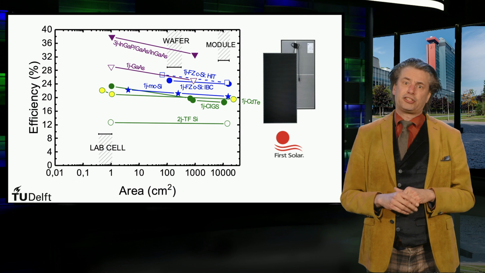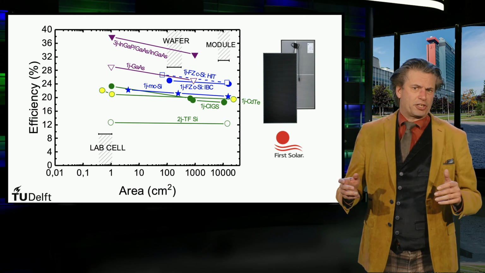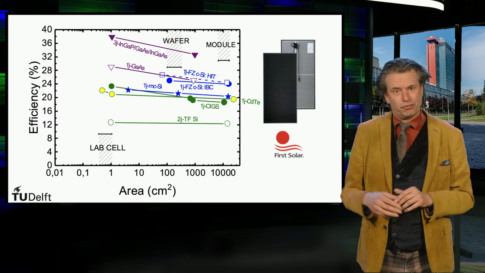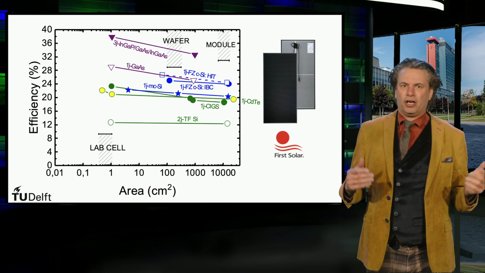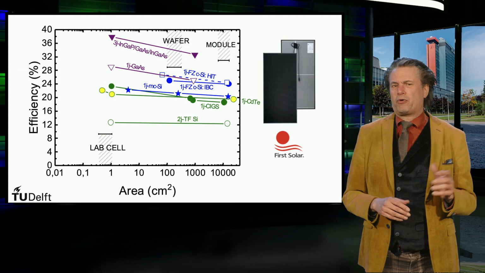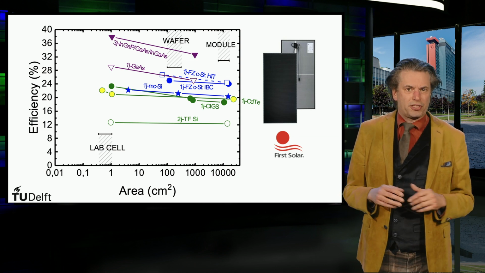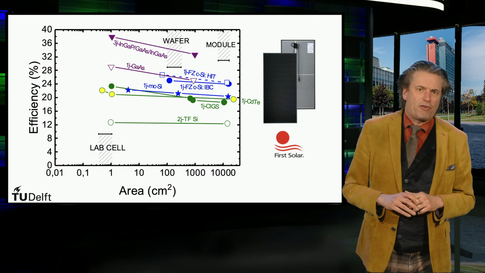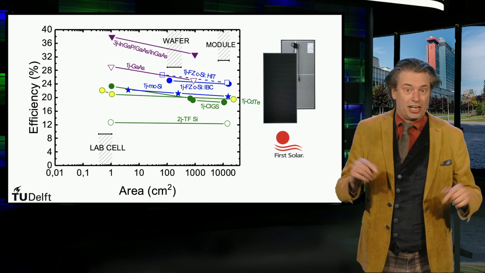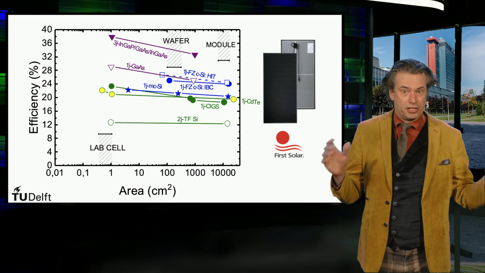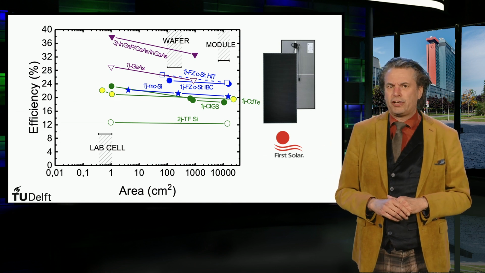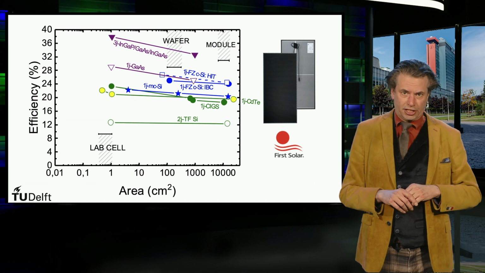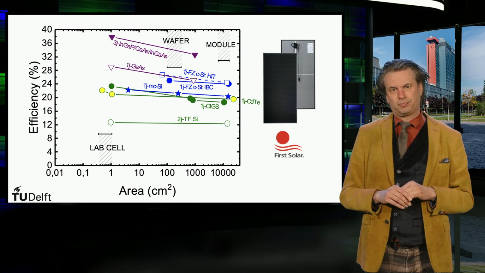The record efficiency of lab cells and modules based on cadmium telluride are all achieved by the leading company in this technology, First Solar. The record efficiency drops from around 21.0% for a lab cell of 1 square centimeter down to 19.5% for a module with a size of 2.3 square meters. This is a relatively smaller loss of only 1.5% in reference to the CIGS PV technology.